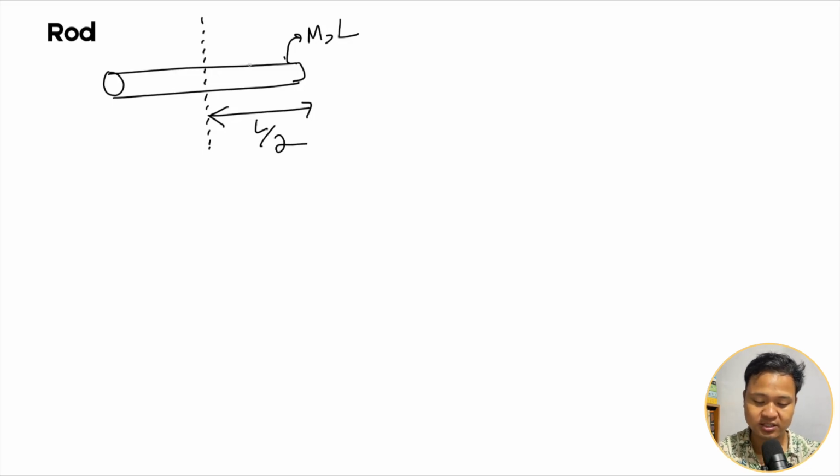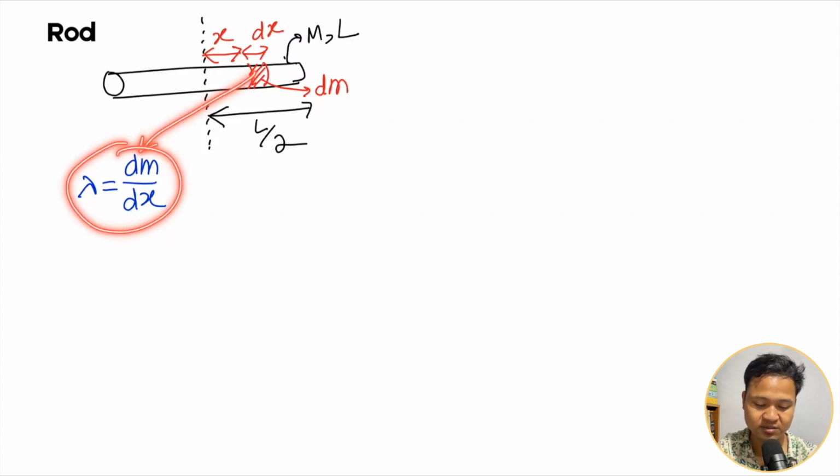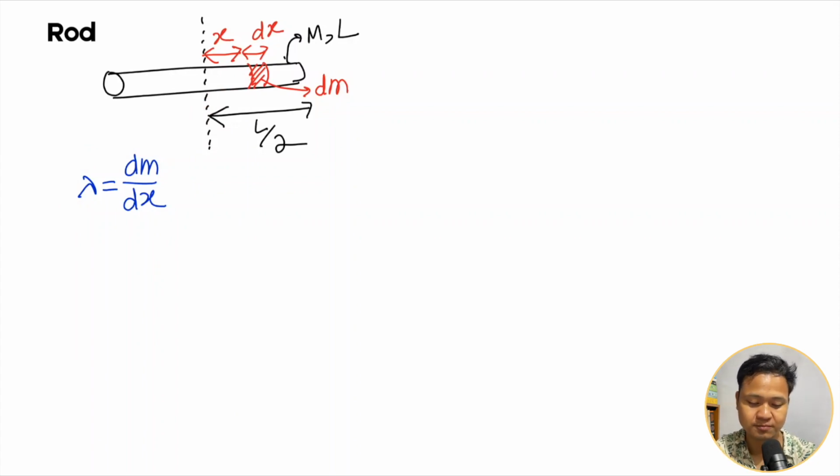So here I will take the same thing. Take a small segment of length dx, from the axis of rotation at distance x. Its mass is dm. Lambda is the mass per unit length. So here the lambda for the small segment is dm by dx. Lambda is the same throughout, so lambda is mass divided by length.